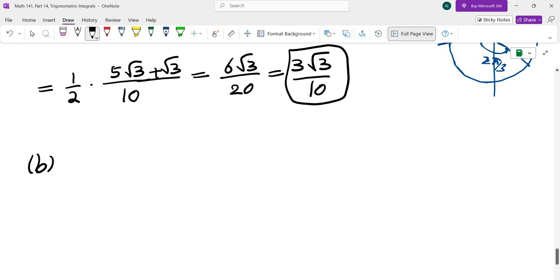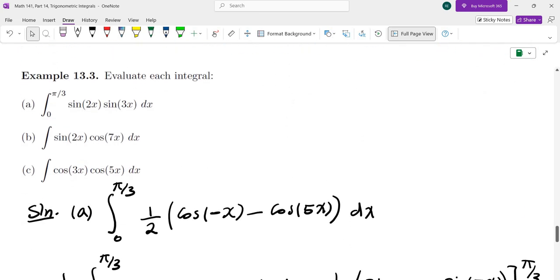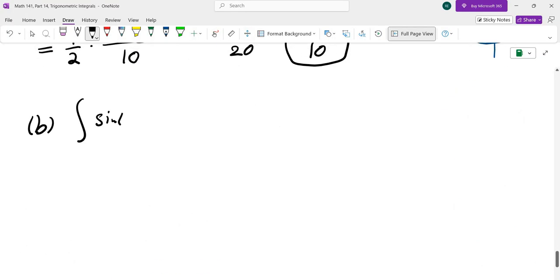So we'll do 2 more examples and then we will summarize. I will tell you the general strategy for evaluating these 3 different types of integrals that we learned. The next one is the product of sine and cosine. That would give us sine. So we have the integral of sine of 2x cosine of 7x dx.